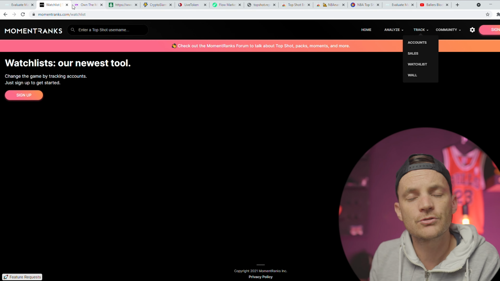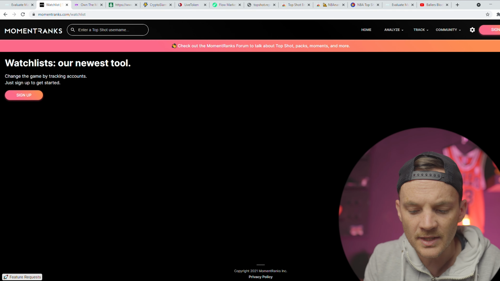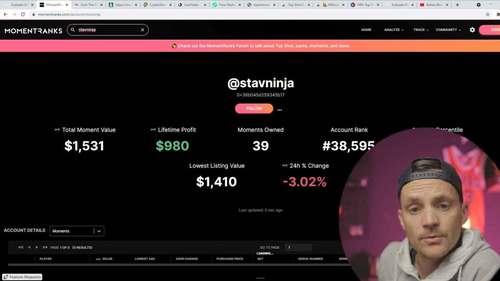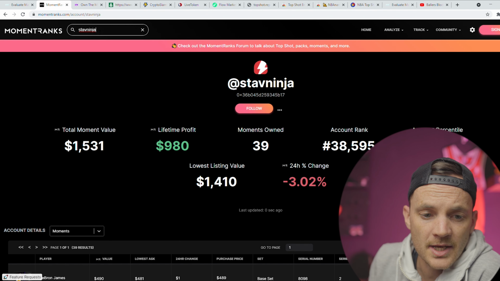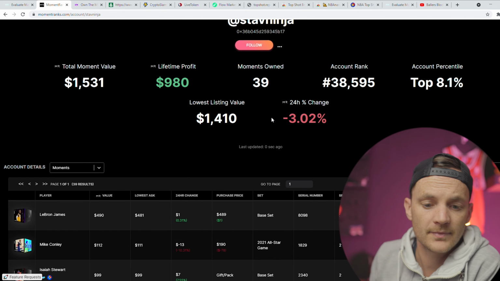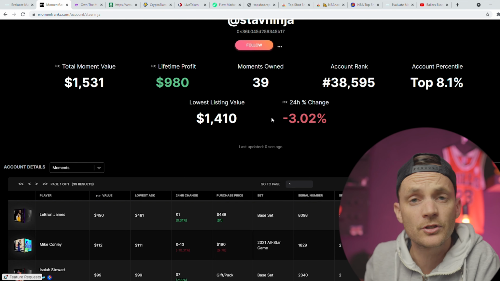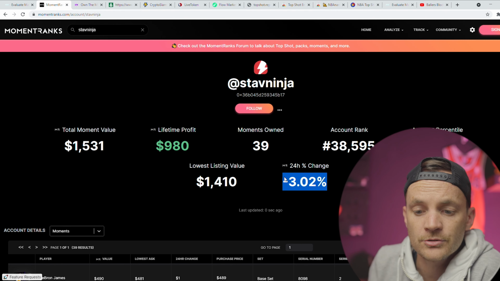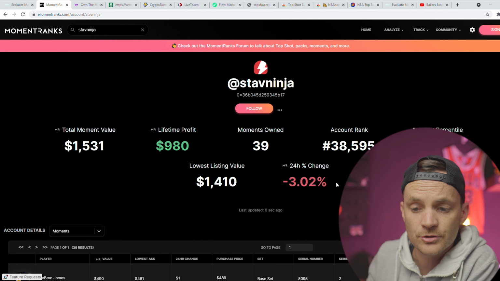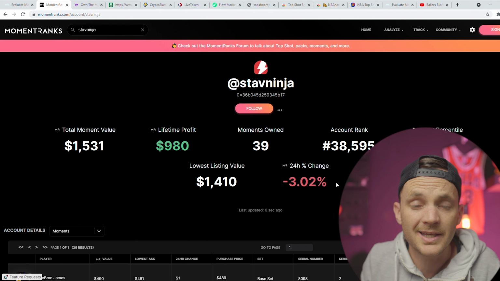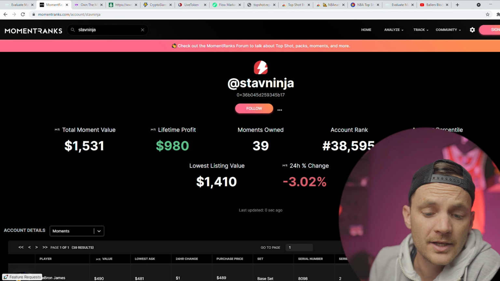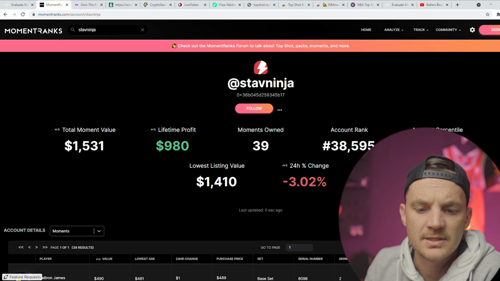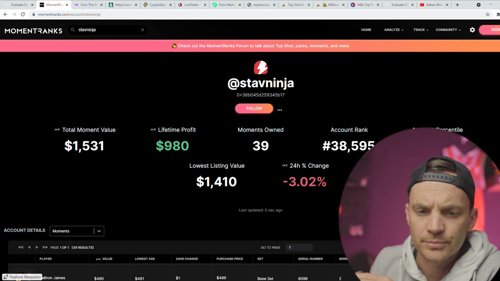And when you search your account on Moment Ranks, it tends to factor in, unlike Evaluate.Market, the serial number. So instead of the lowest ask, if you've got some high serial numbers, it factors that in. So you can see how much your account has changed in the last 24 hours, where your percentile is, again something that I ignore, and so on. None of these factor in what you're holding in Dapper though, and I'm pretty sure none of them do.